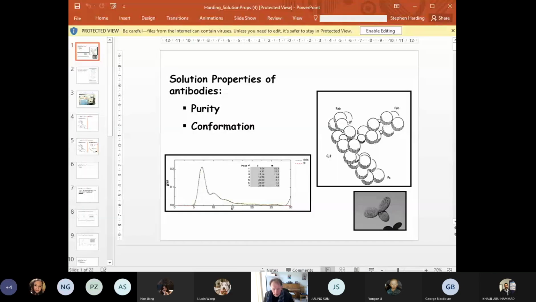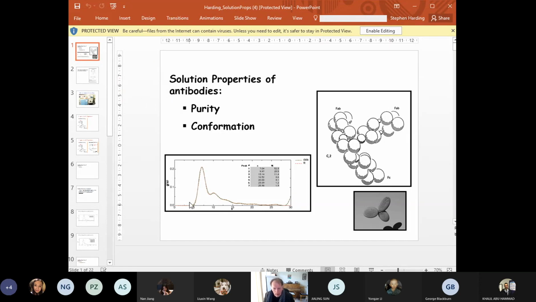So if I just come out of that and then switch to PowerPoint, let's just see if we can capture that. Okay, folks, can you see that? It should say solution properties of antibodies. Yeah, we can see it.